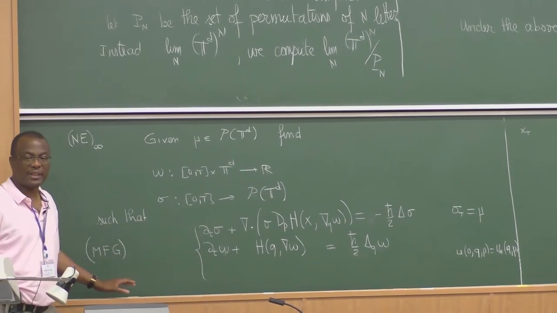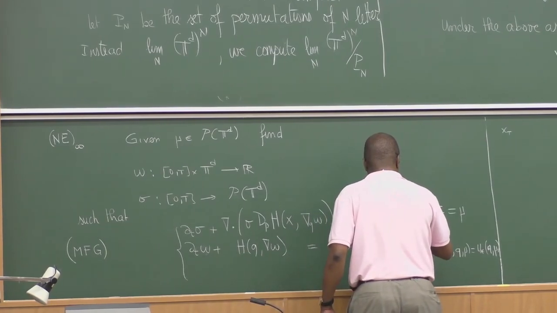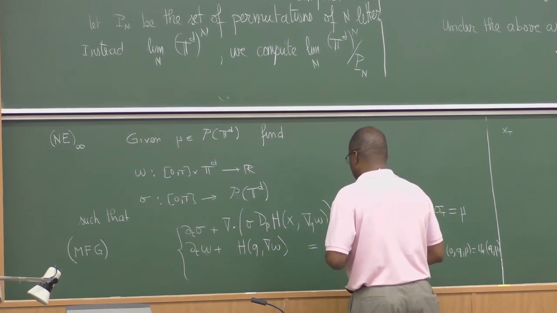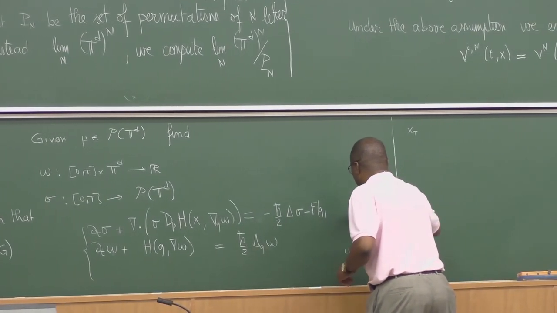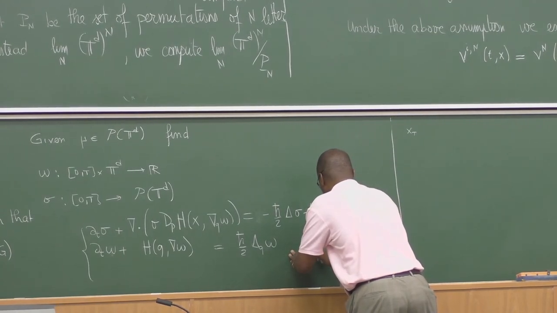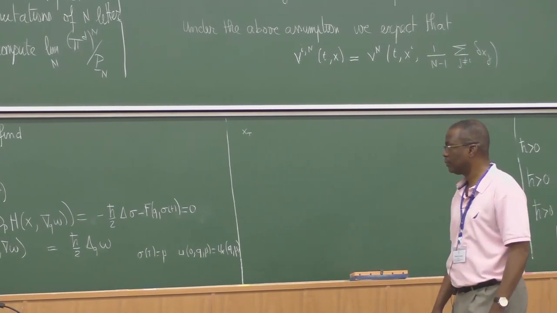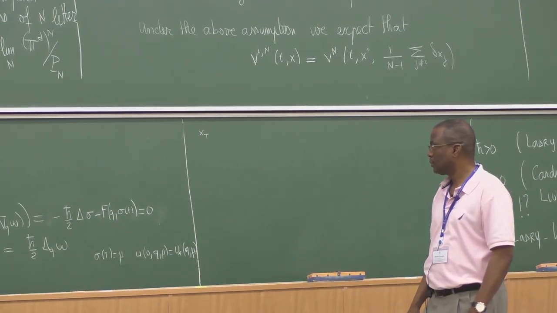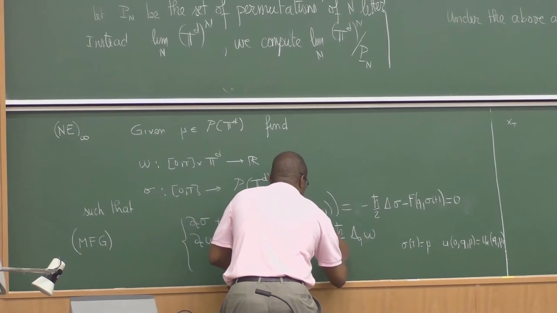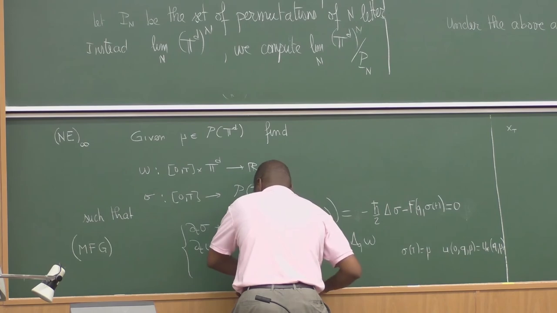And under quite general assumption on F, so I am forgetting something here, plus minus F of q, mu. I think sigma at time 0 equal to mu, sigma of T is mu. Yes. So it should be plus F of q, sigma t. Equal to 0.